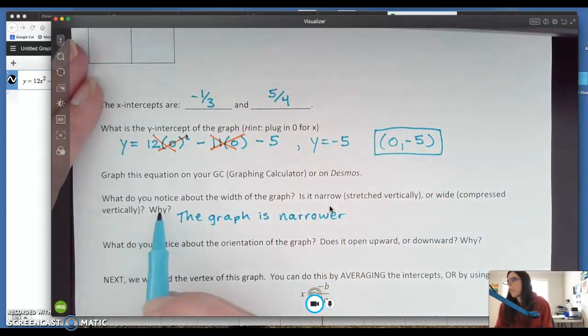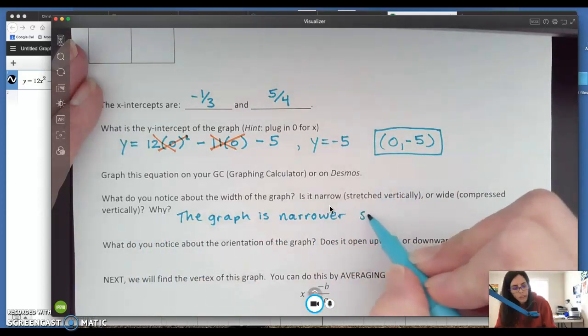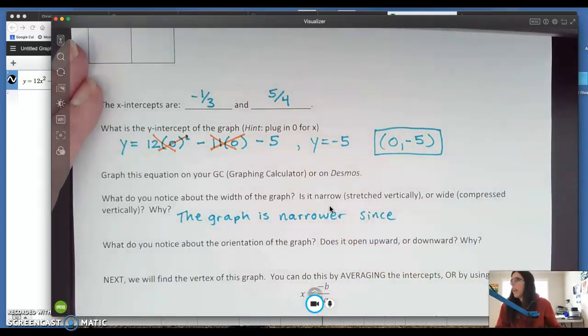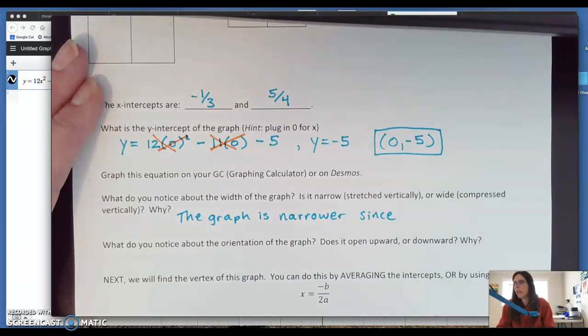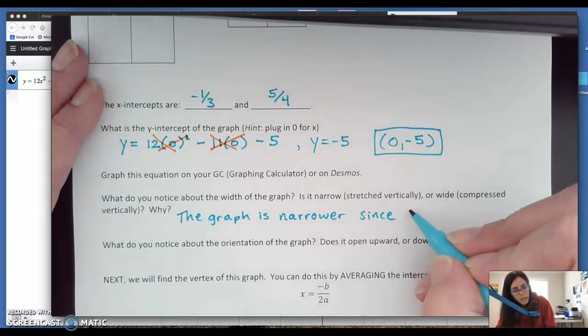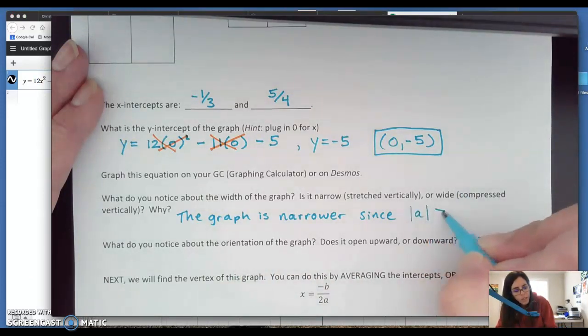And then maybe to answer the question about why, and I'll say since or because, and that is the part that has to do with this number here, the 12. So that is the coefficient of your x squared term, so a equals 12. And we know that any number that is not a fraction and it's greater than 1, the absolute value of it, then it's going to make it narrower. So I'm going to say the graph is narrower since, so technically it's because the absolute value of a is greater than 1.